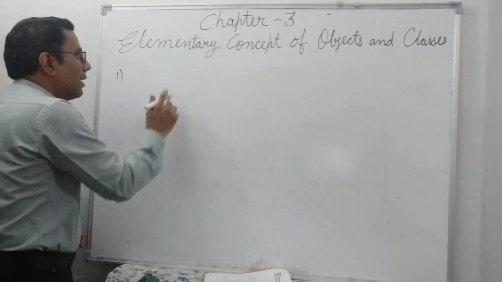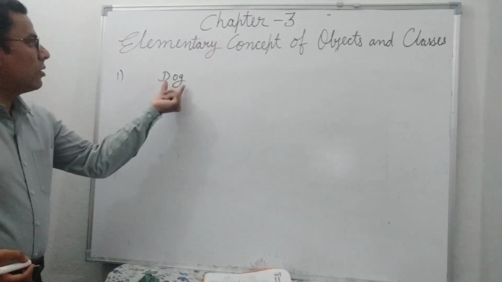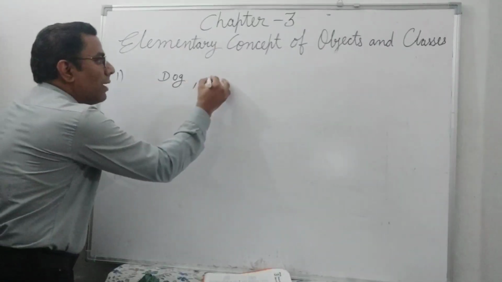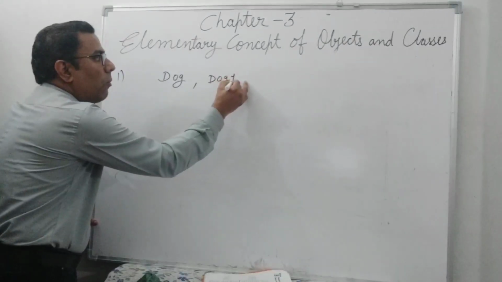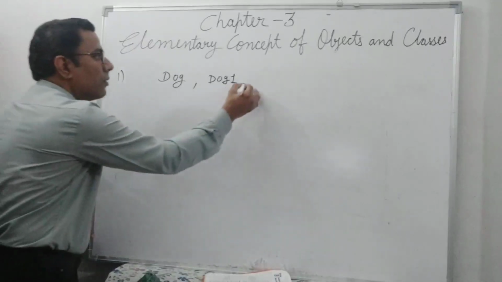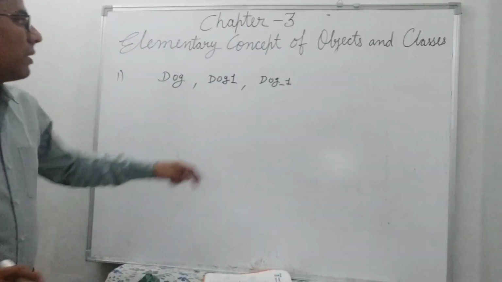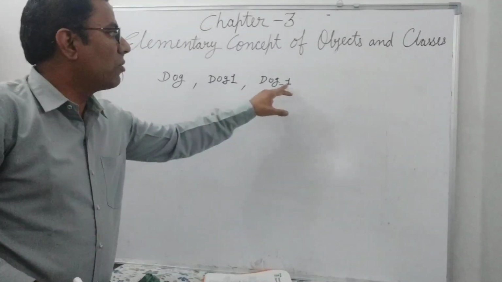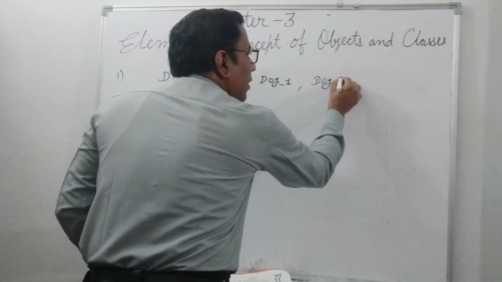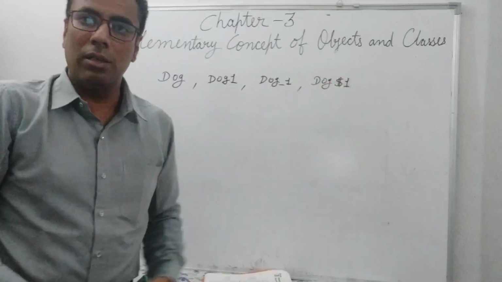For example, Dog, where D is a capital letter and og are small letters, is a combination of capital and small letters. The second one, Dog1, is a combination of capital, small and digit. Dog_1 is a combination of capital, small, underscore and digit. And Dog$1 is a combination of capital, small, dollar sign and digit.